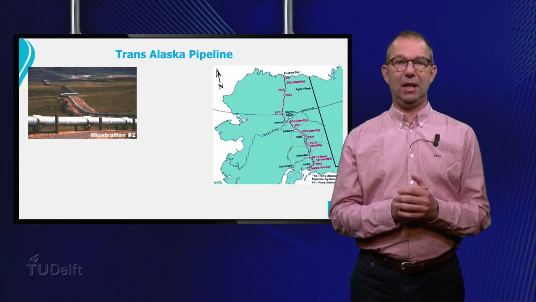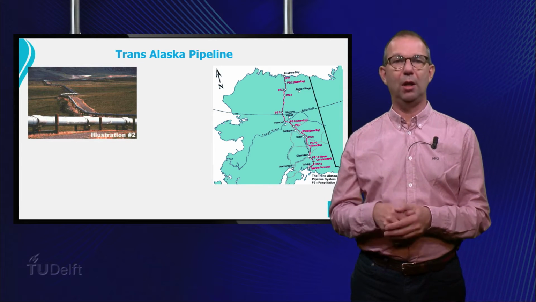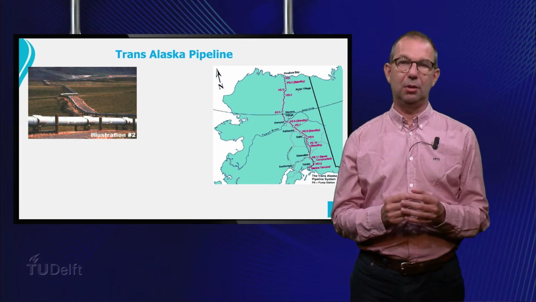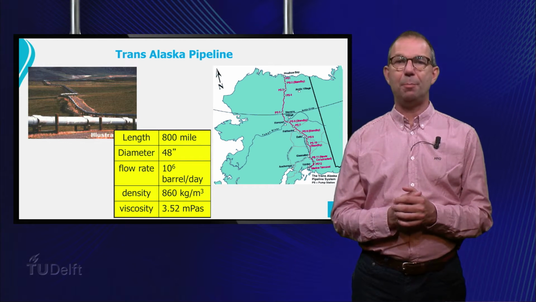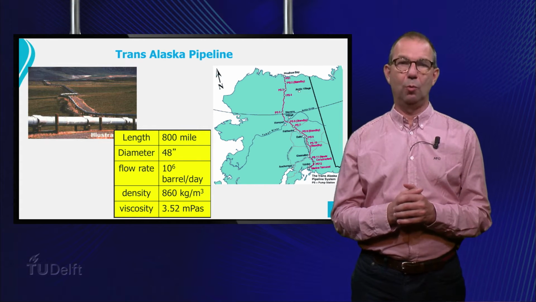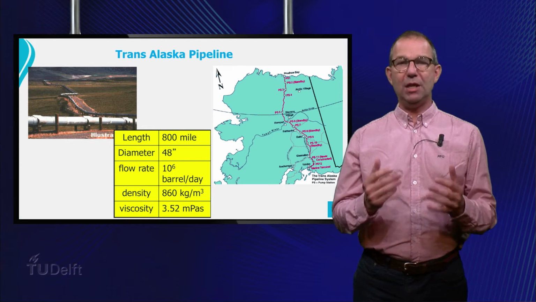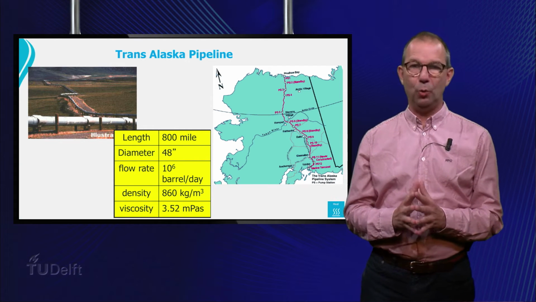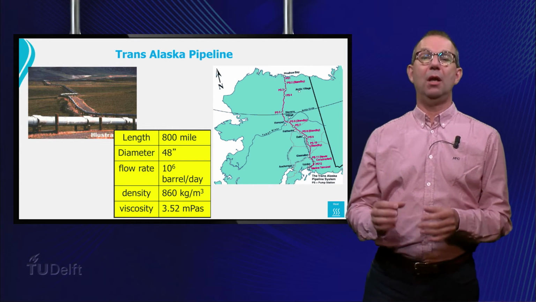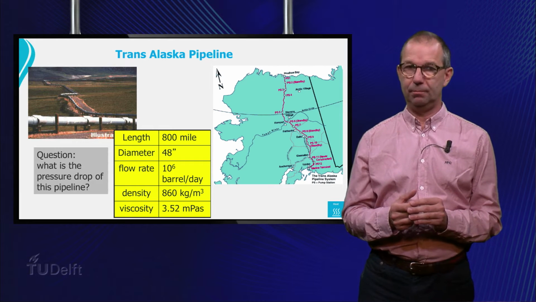Take for instance the case of the Trans-Alaska pipeline that transports oil from the Arctic side of Alaska to its southern harbor Valdez. That is a pretty big pipeline, 800 miles long with a diameter of about 1 meter. Through this, oil is pumped at the flow rate of 1 million barrels a day. This oil has a viscosity of 3.5 times that of water.